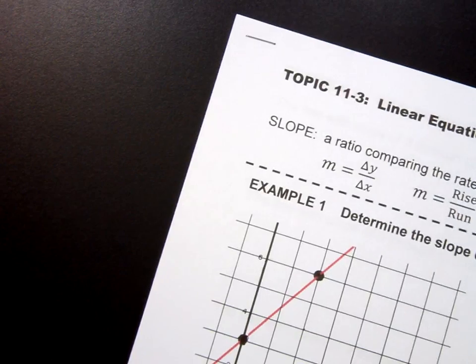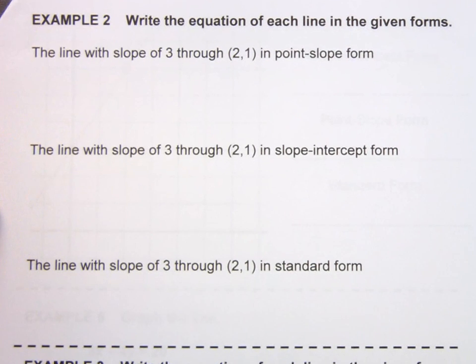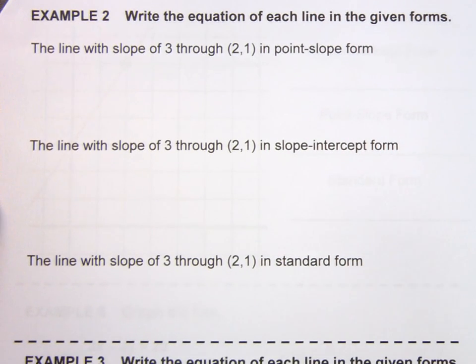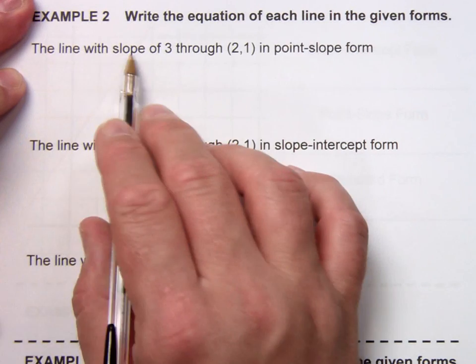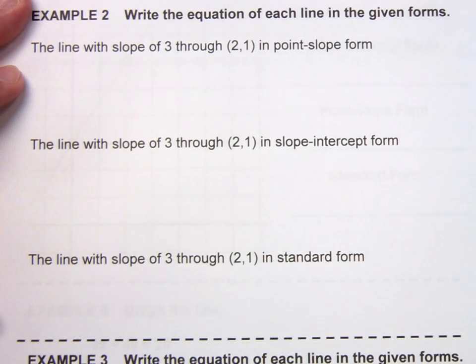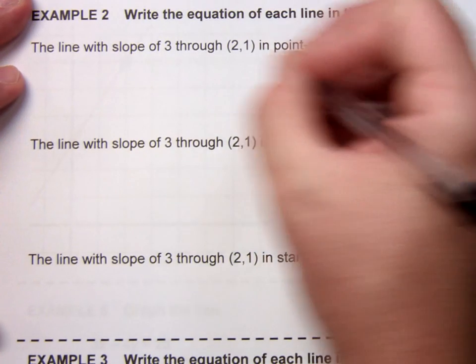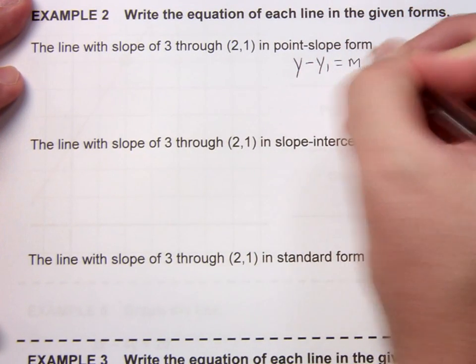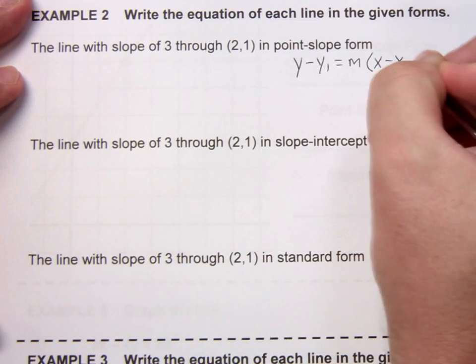All right, so let's take the different information they're going to give us and write some equations. So in example 2, it says write the equation of a line in the given forms. So we want to write the line with the slope of 3 through the point (2, 1) in point-slope form. So remember, point-slope form is this right here.